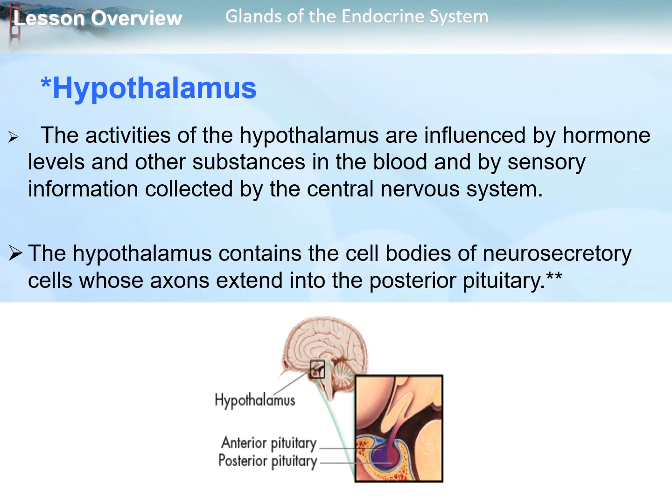The hypothalamus also contains the cell bodies of the neurosecretory cells whose axons extend to or into the posterior pituitary. Hormones are made in the cell bodies of the hypothalamus and stored in the axons entering the posterior pituitary. When the cell bodies are stimulated, the axons in the posterior pituitary release the hormones into the blood.